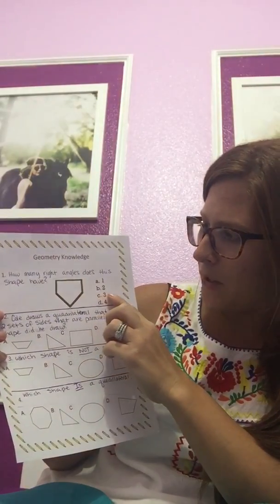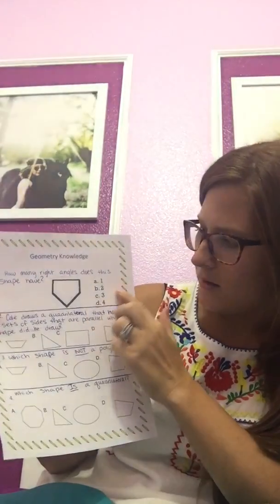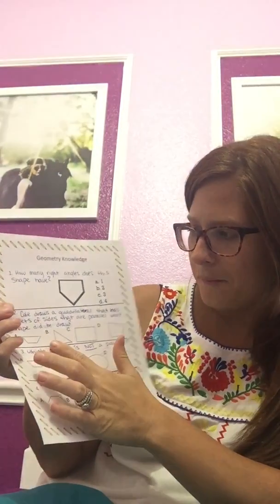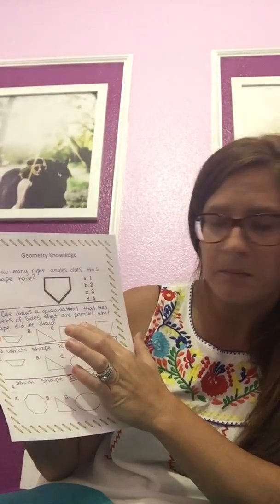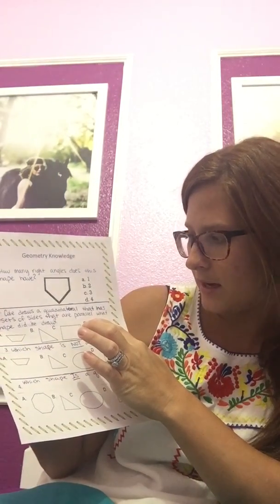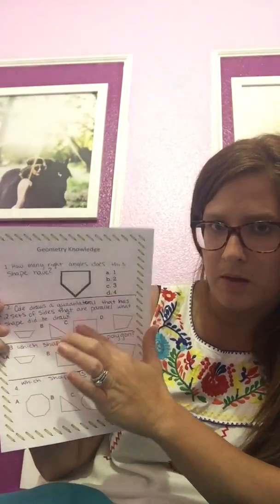The next one is 12 questions. I did, how many right angles does this shape have? So they would look at that, find the answer, and circle it. The next one is a word problem, and it's asking, Cole draws a quadrilateral that has 2 sets of sides that are parallel. What shape did he draw? So again, they're going to look at the shape and circle it.